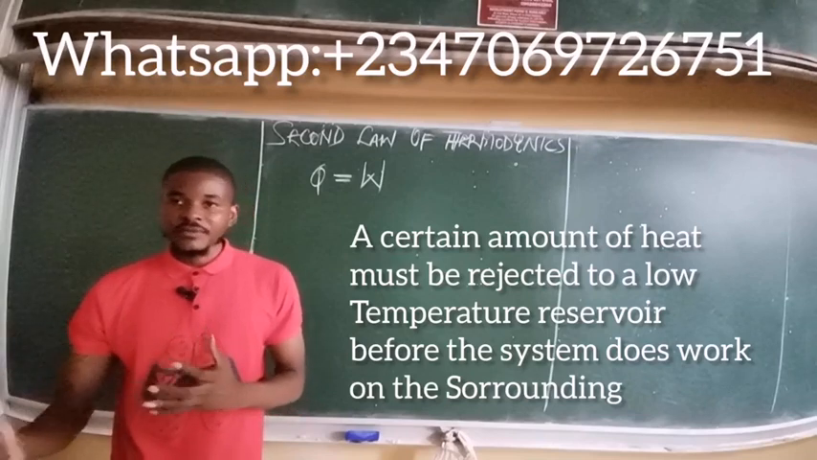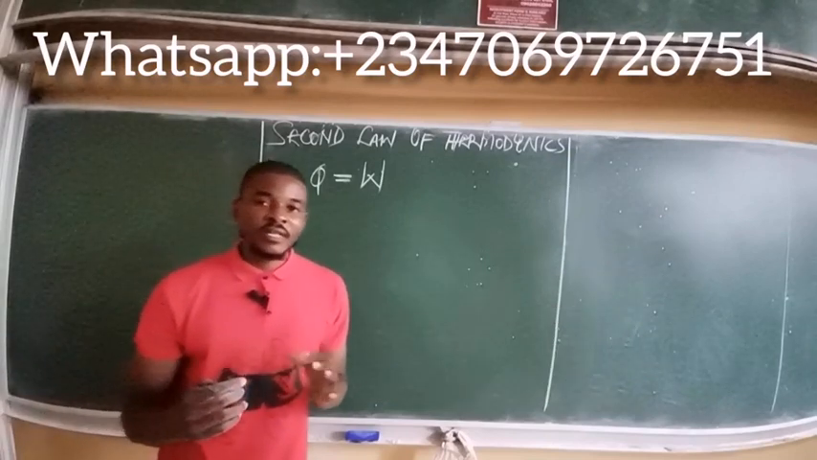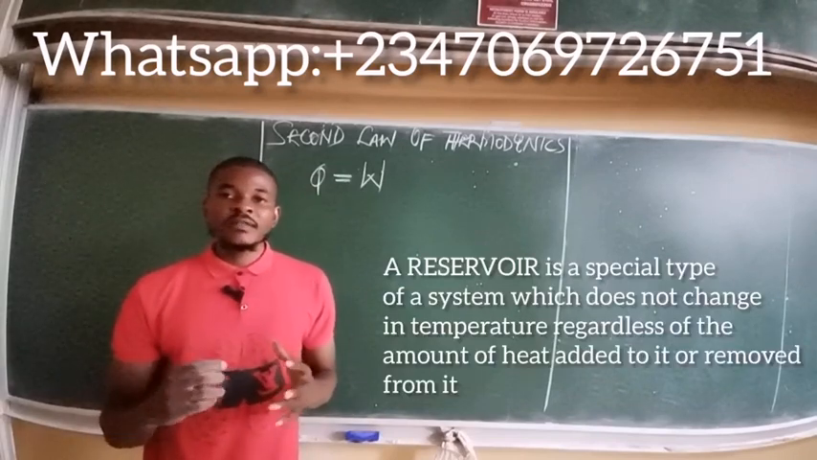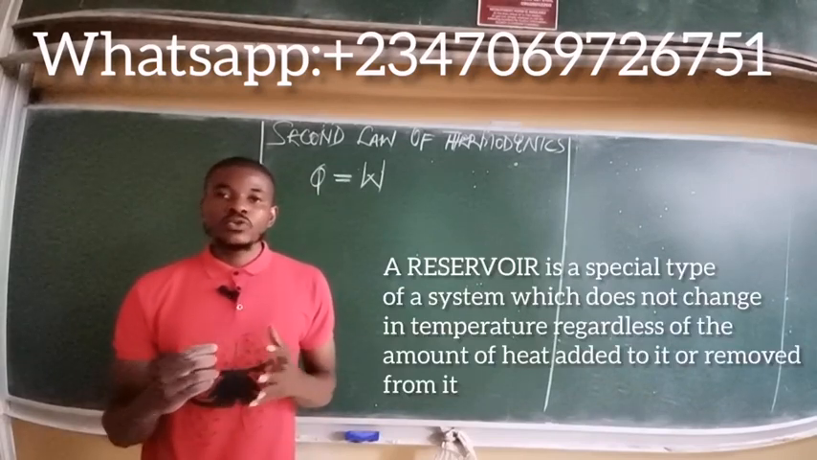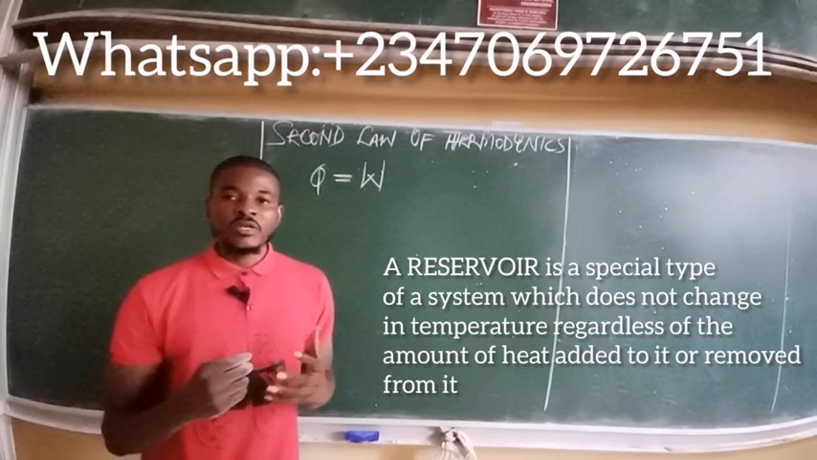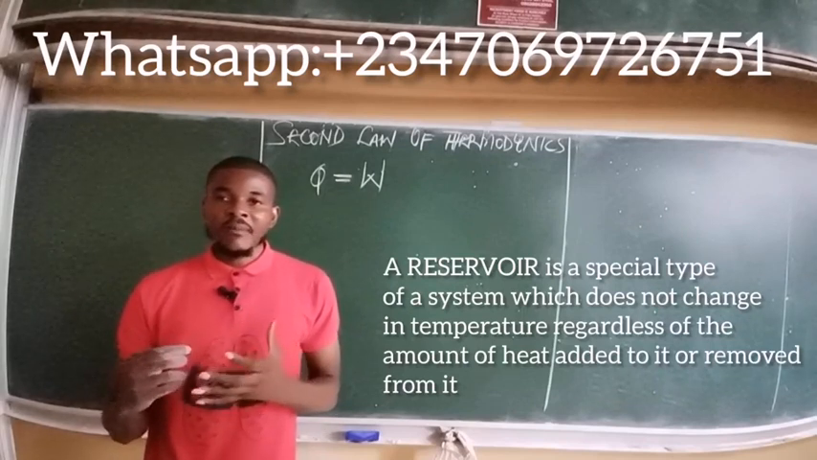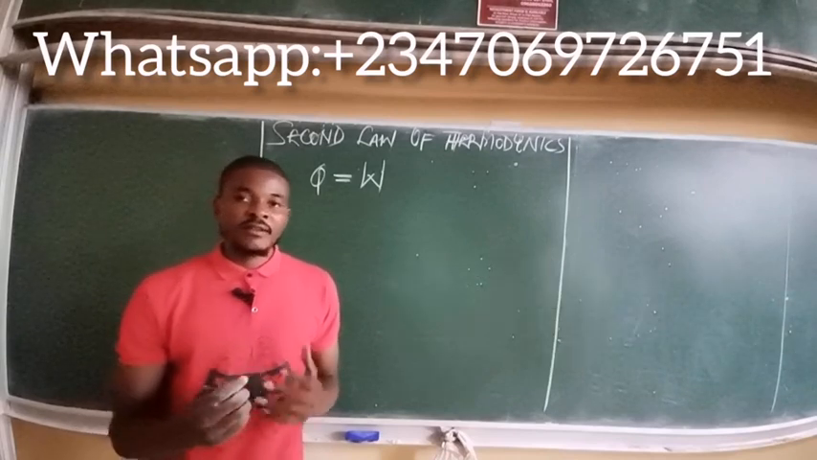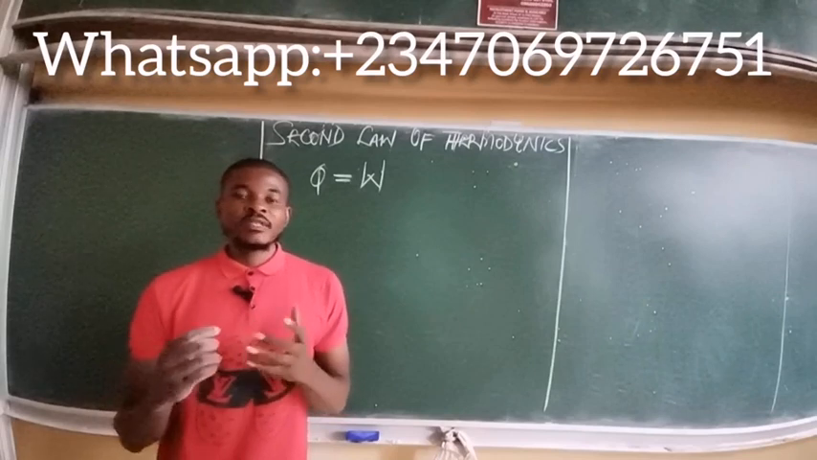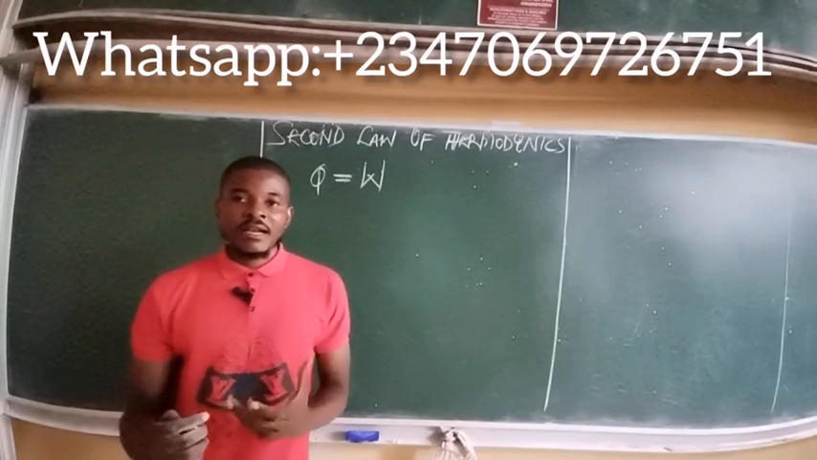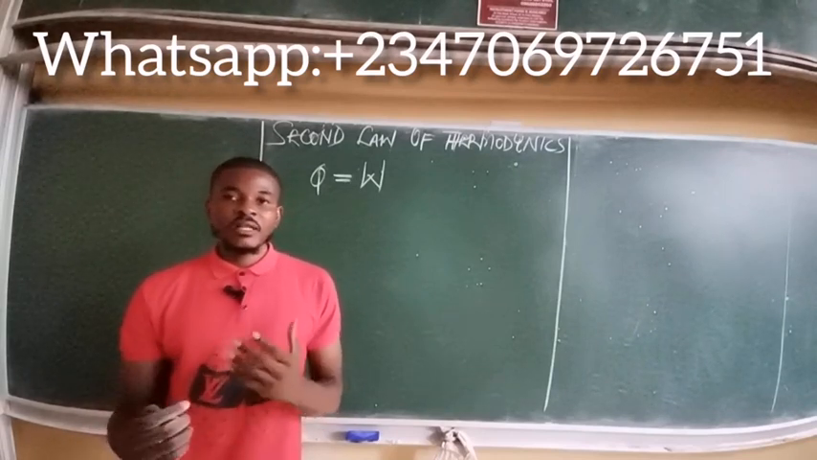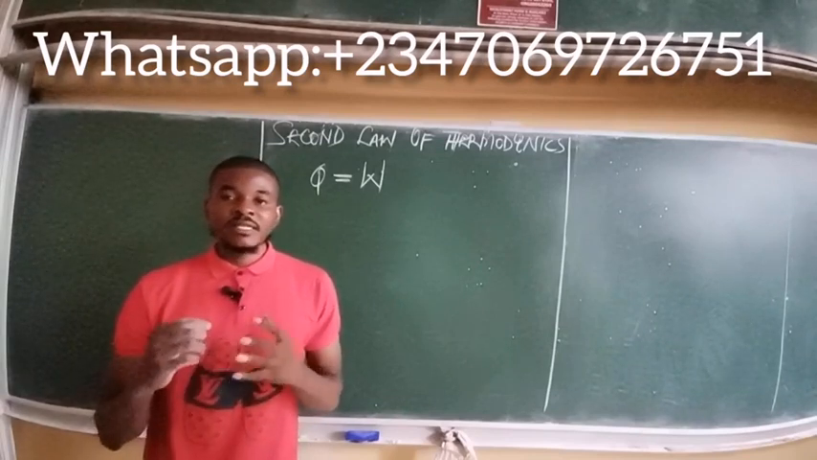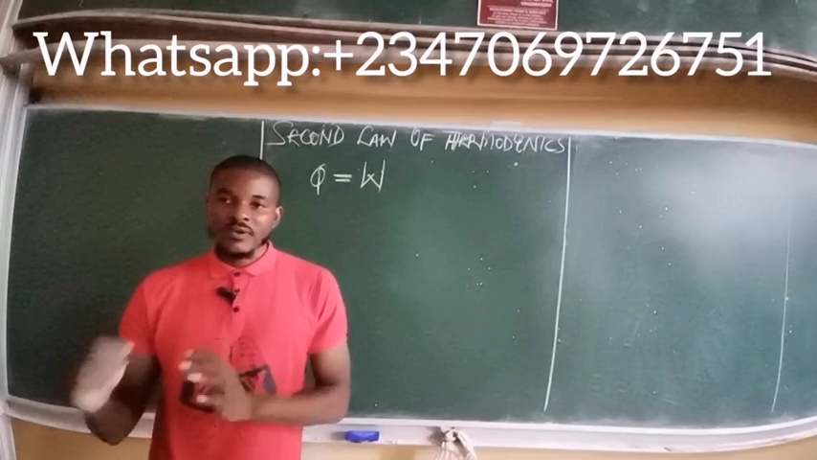Now, a key word that has been mentioned here is a reservoir. What is a reservoir? A reservoir is simply a special kind of system which does not increase or reduce in temperature regardless of the amount of heat added to it or removed from it. It can also be defined as a special type of system whose temperature is kept constant regardless of the amount of heat added to or removed from it. So its temperature is kept constant.